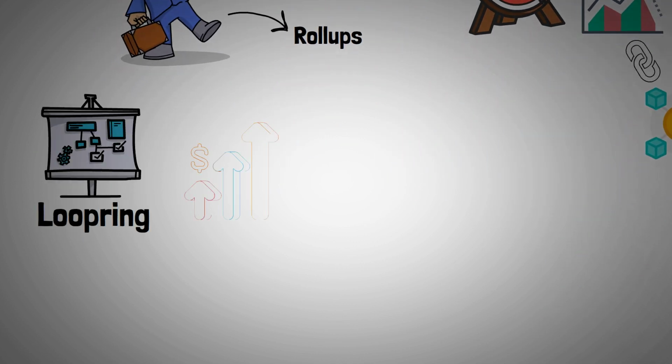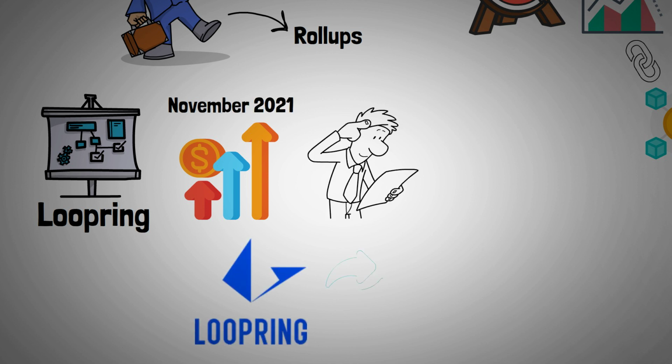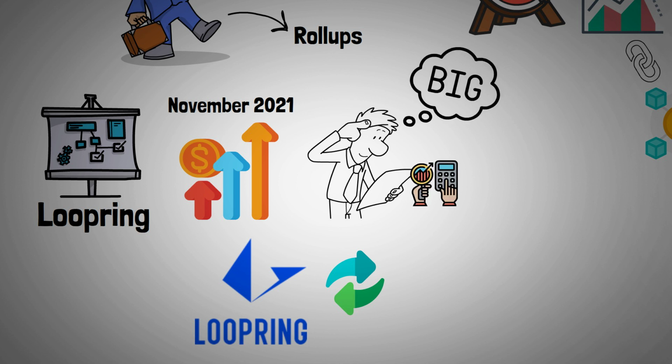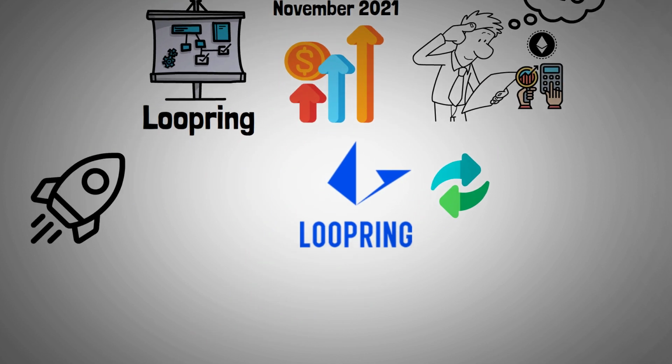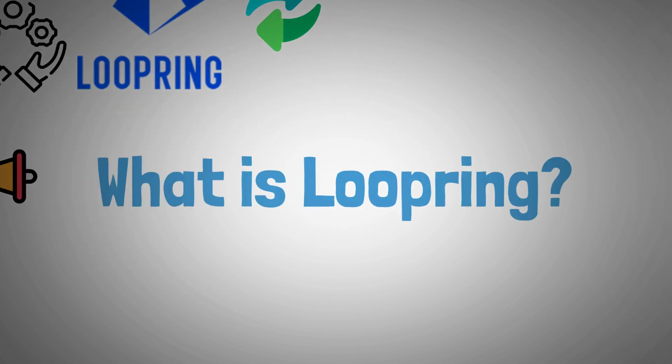Because of the increase in its token price in November 2021, you might have heard of it. Or perhaps you found the Loopring exchange while attempting to avoid the enormous transaction costs associated with the Ethereum chain. Loopring, which debuted in 2017, is one of the oldest and more seasoned DeFi projects, despite its recent rise in popularity. Okay, so what exactly is Loopring?